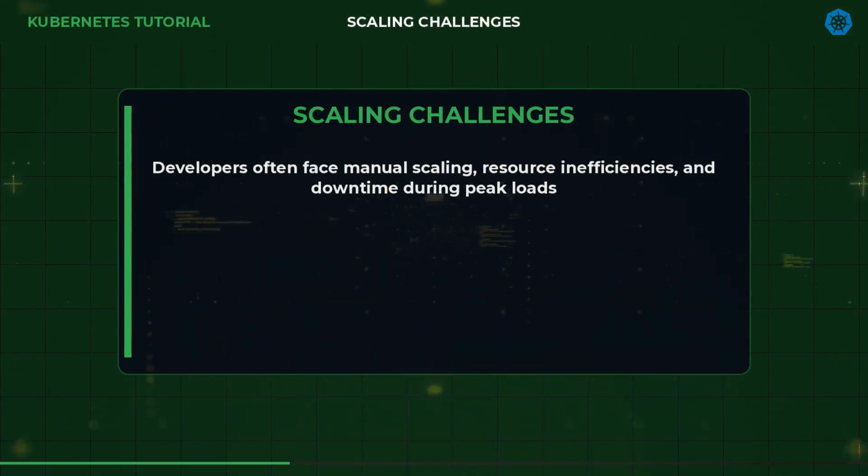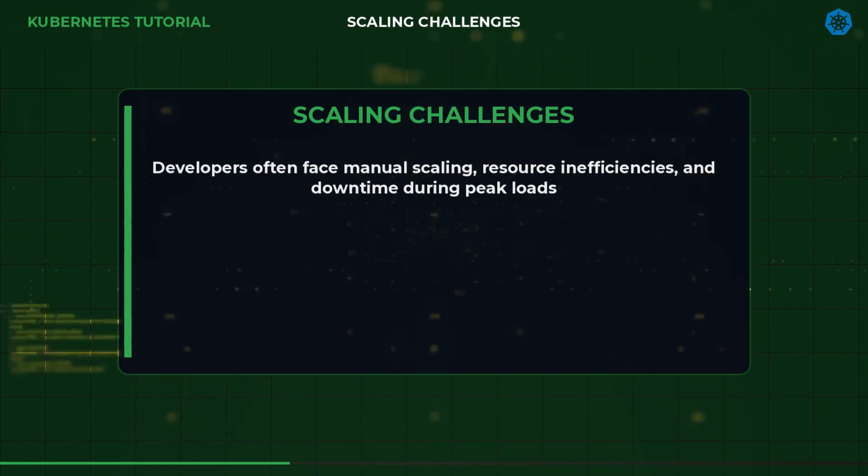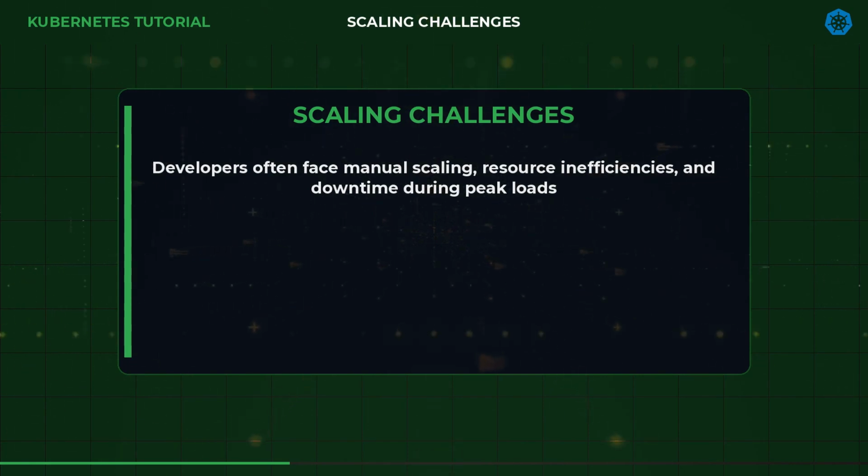Now, let's dive into some common challenges developers encounter when scaling applications. Imagine constantly having to manually adjust resources, which can be both time-consuming and error-prone. This often leads to inefficient use of resources, where some applications might get over-provisioned while others struggle to keep up during peak loads. Additionally, unplanned downtime can cause significant disruptions, impacting user experience and potentially leading to revenue loss. Understanding these pain points is crucial to appreciate the benefits of automated scaling solutions.